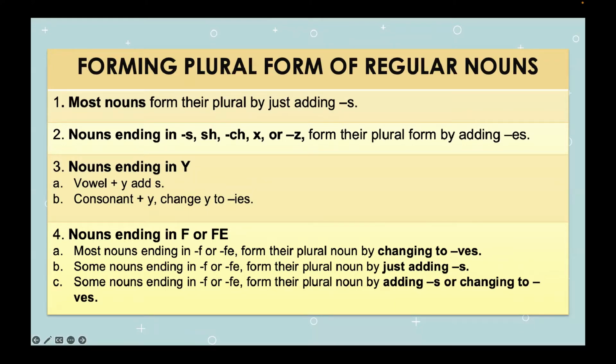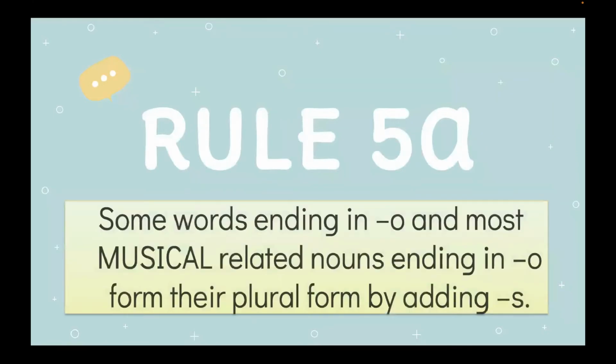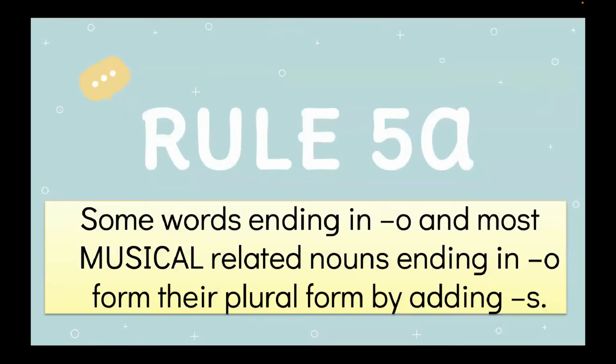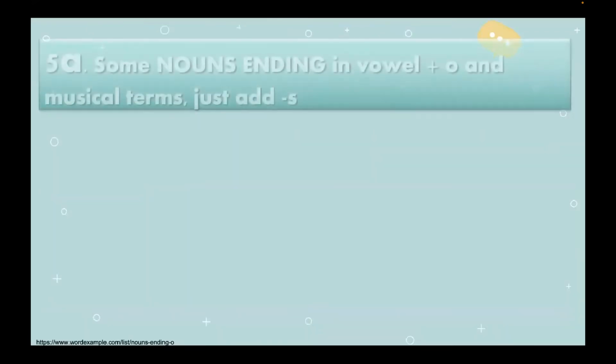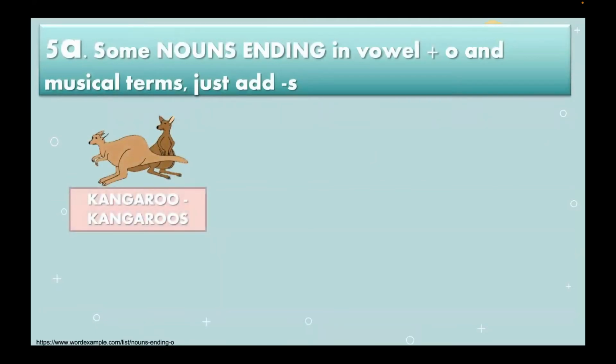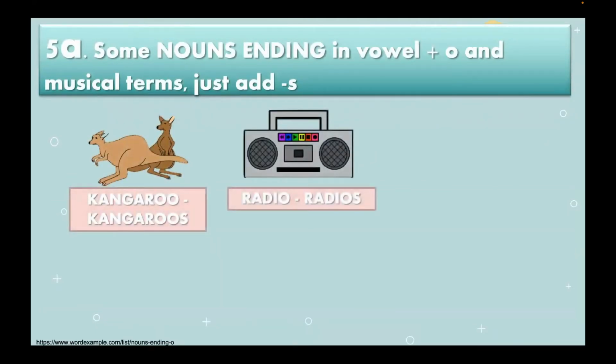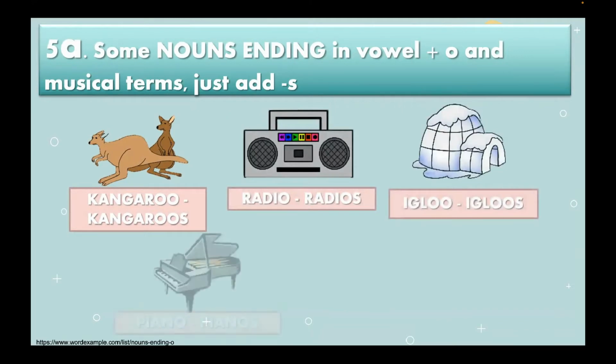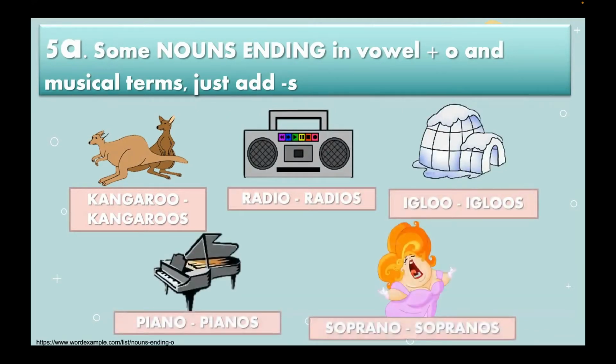Today, let us focus on rule number 5. Rule number 5 focuses on words ending with letter O. Rule number 5A is that some words ending in O and most musical related nouns ending in O form their plural form by adding S. Examples of these words are the following: kangaroos, radios, igloos, pianos, and sopranos. So, as we can see, piano and sopranos are musical terms.